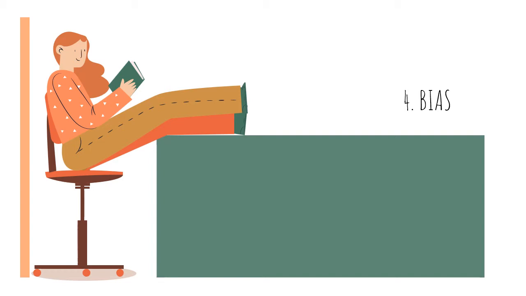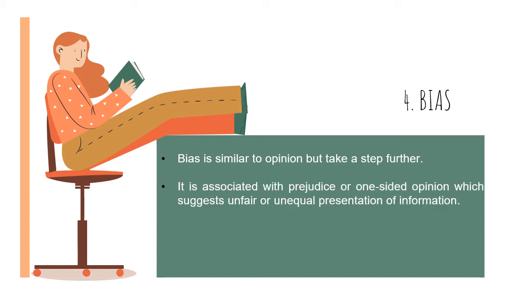Some say bias is similar to opinion, but it takes a step farther. Bias in reading does not have a much different meaning. If an author is biased, he is also taking a side. He or she takes one side of a controversial issue and does not want to consider what other people have to say about the issue. Thus, bias in reading refers to an author's partiality toward a certain viewpoint.